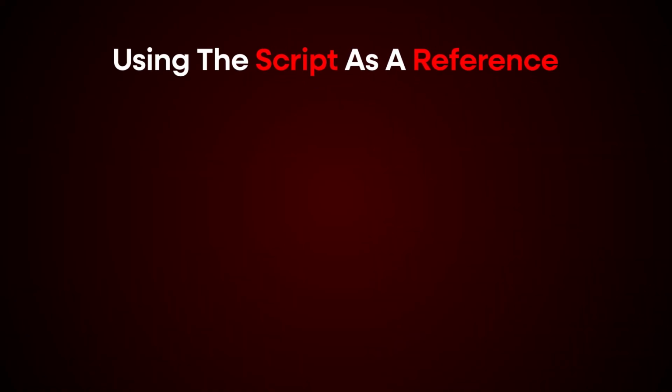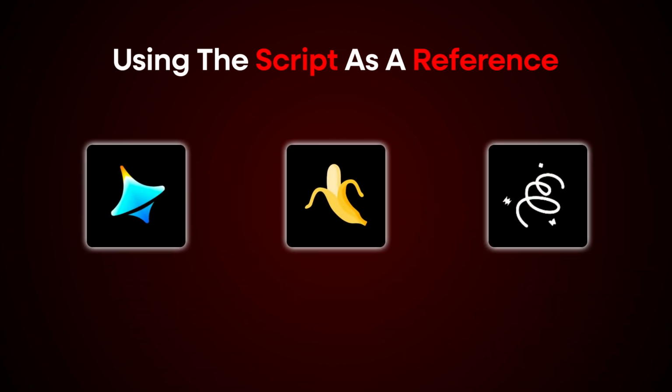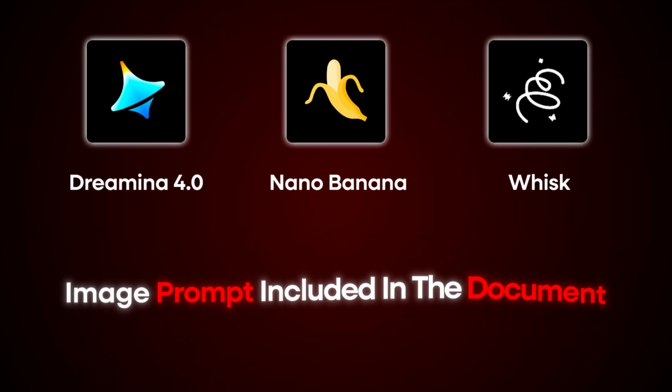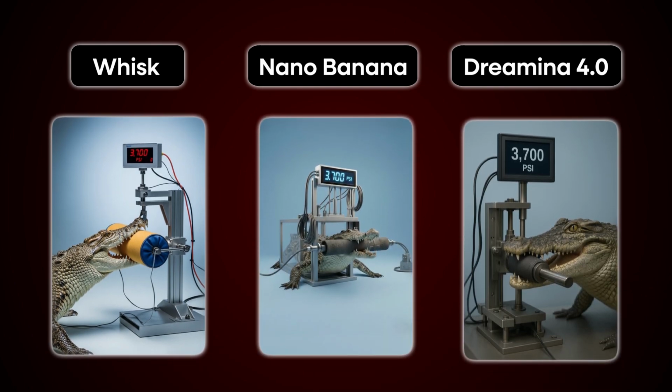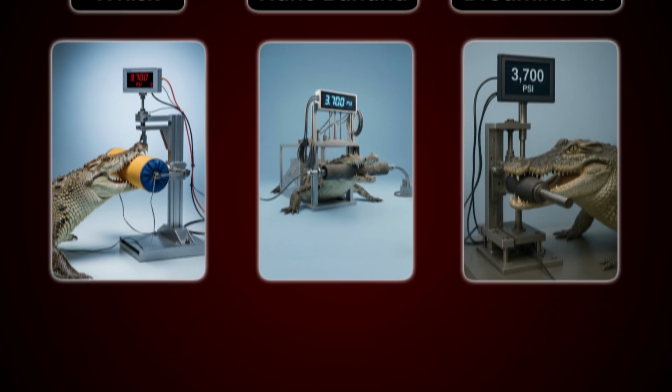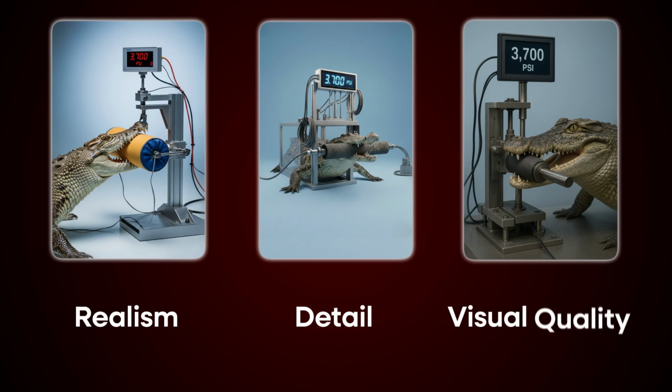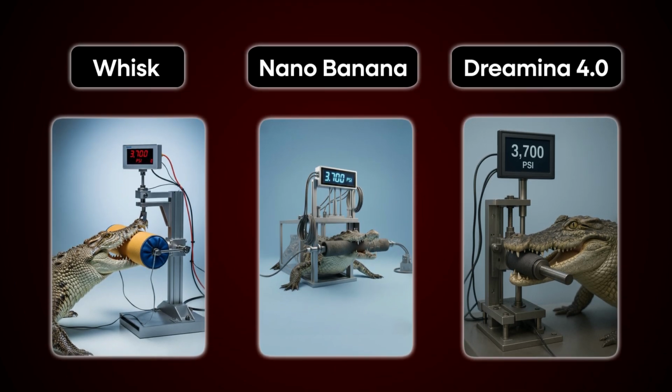Using the script as a reference, images are generated using Dreamina Model 4, Whisk, and Nano Banana. The exact image prompt is also included in the document linked below. Make sure you check it out. The same prompt is tested across all 3 AI models to compare realism, detail, and overall visual quality. This makes it easy to choose the model that best fits your channel's style.